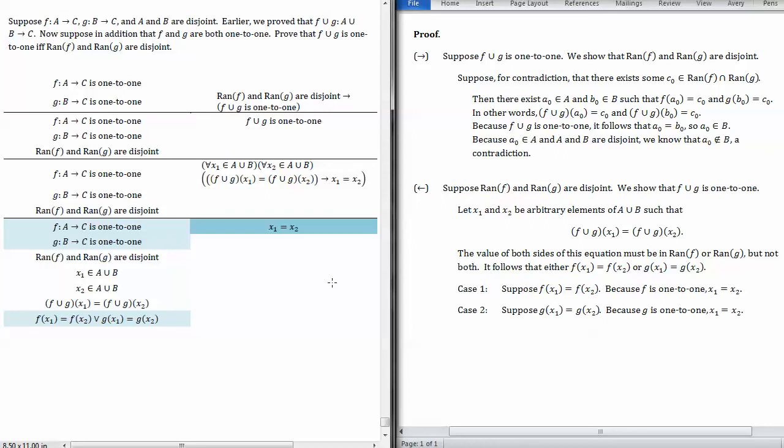And then, well, in either case, right, if you're in the f case, then you can use that f is one-to-one to conclude that x1 equals x2. Or if you're in the g case, you use that g is one-to-one. Okay. So that actually showed up as two different cases over here in my proof. So that does it. And go ahead and read through this and make sure that you can match it up with what we did here.